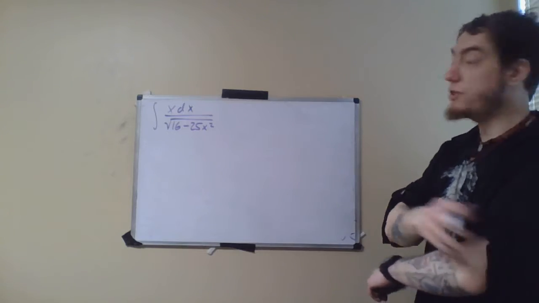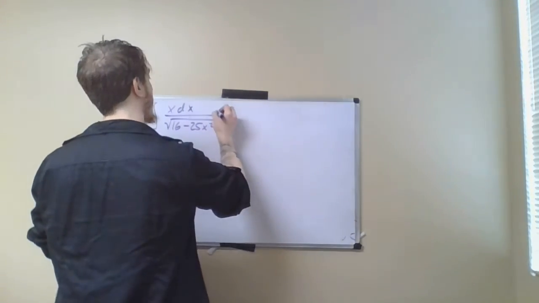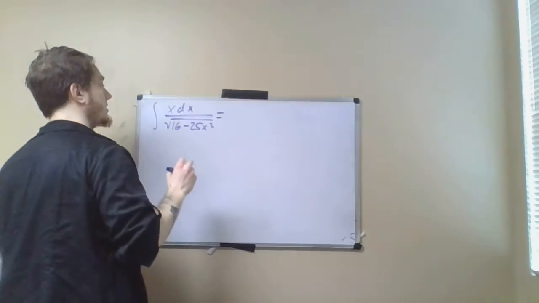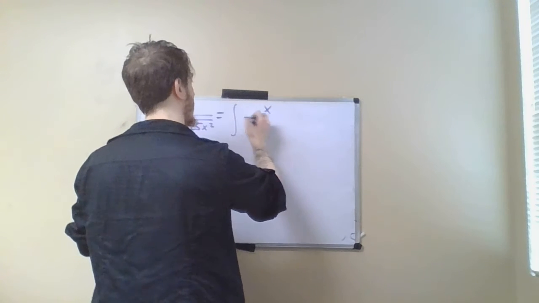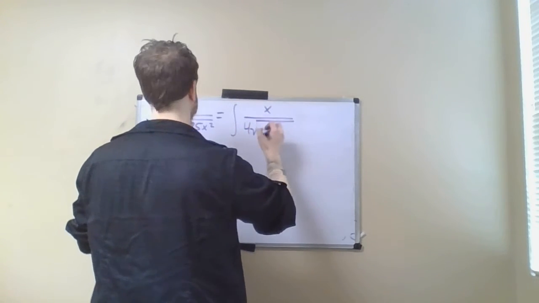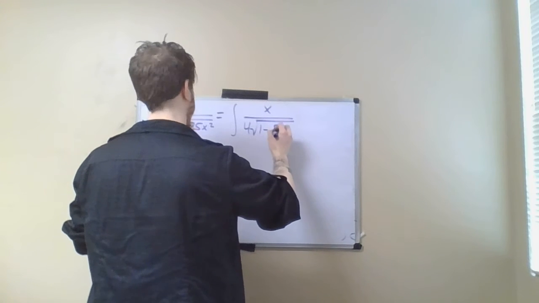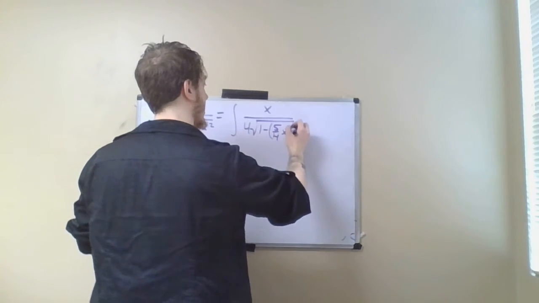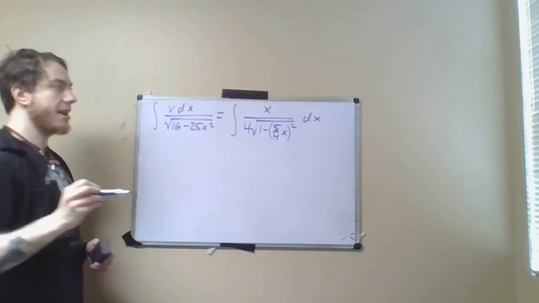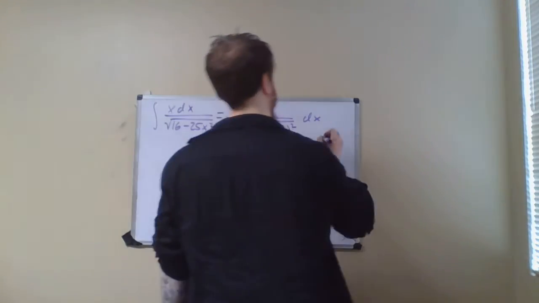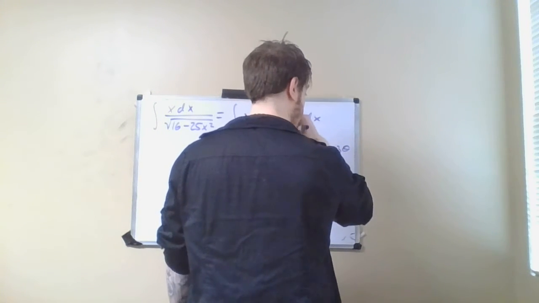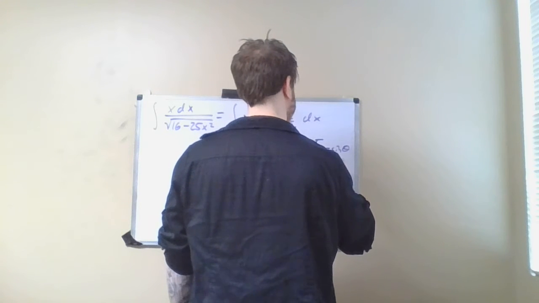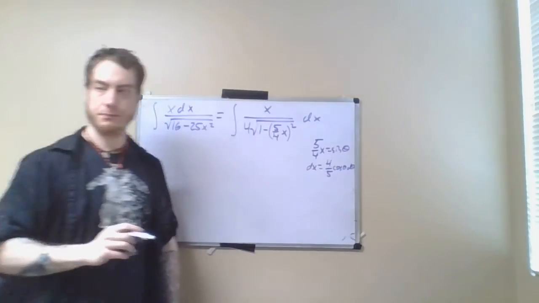Okay, were you able to see anything with this? So here's the way that I would think about this problem. I'm going to look at this and say, well, this is the same thing as the integral of x over 4 times the square root of 1 minus 5 over 4 x, squared, dx. And now what do I want to do? Well, I want to set 5 over 4 x equal to sine theta. That means that dx is going to be equal to 4 over 5 cosine theta d theta.